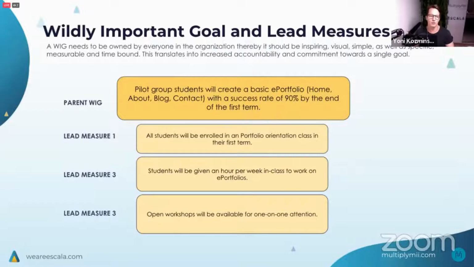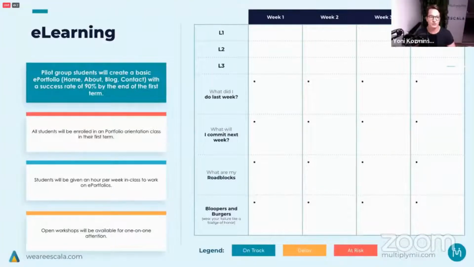So once you get through and you build out those WIGs, we use something very simply put like this. So we have our WIG, our lead measures, and we will actually track. So is it on track? Is it delayed? Is it at risk? Where do we sit? Each individual contributor, what will they commit to this week? What are the roadblocks? These are the regular cadences and weekly conversations that we have with our team to make sure we can effectively deliver on what that goal is.